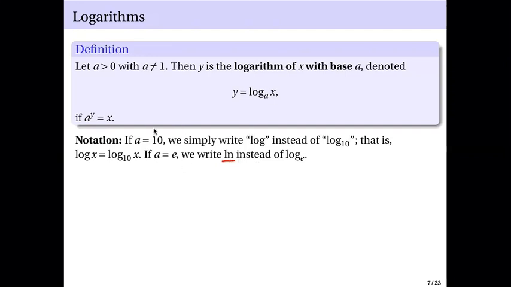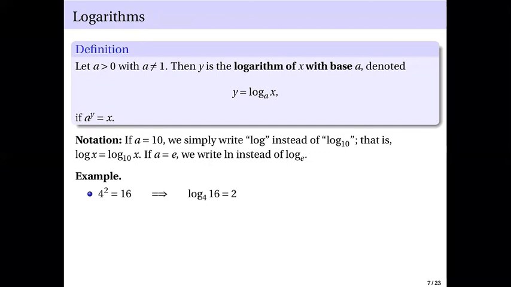So look at that. If a is equal to 10, we write log instead of log base 10. If a is equal to e, we write ln instead of log base e. And for other numbers of a, we will put the subscript. So for example, here, we know 4 squared is equal to 16. From exponential, we will write it as a logarithm.